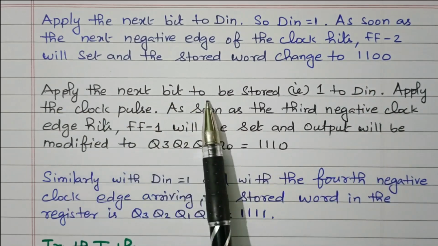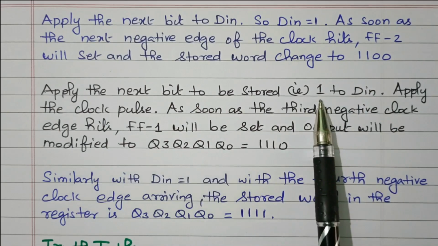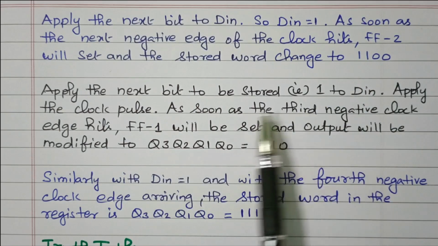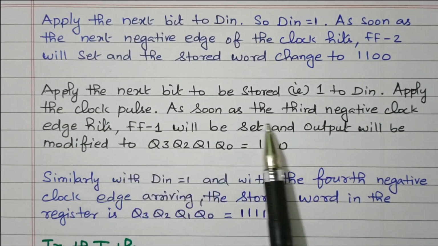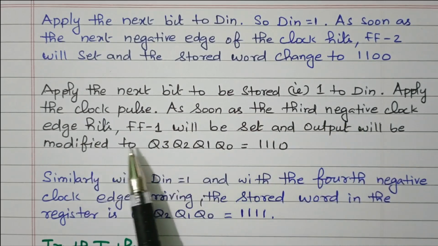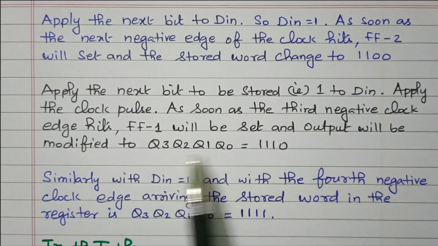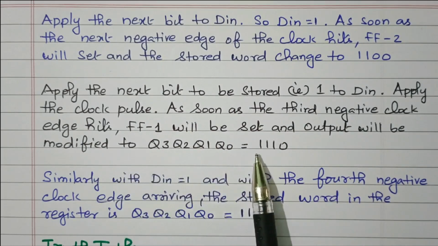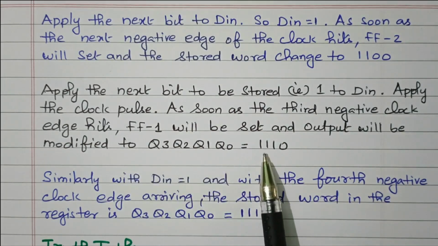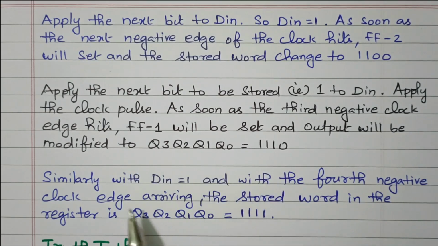Then apply the next bit to be stored. The next bit is also 1. This 1 is applied to D in. Apply the clock pulse. As soon as the third negative edge of the clock pulse arrives, FF1 will be set and the output will be modified to 1, 1, 1, 0. Now the data becomes 1, 1, 1, 0. Similarly, when D in is 1, with the fourth negative clock pulse arrived, the stored data will be 1, 1, 1, 1. Right, finally we got the required data.